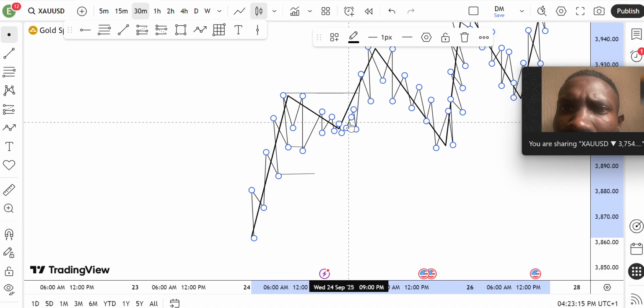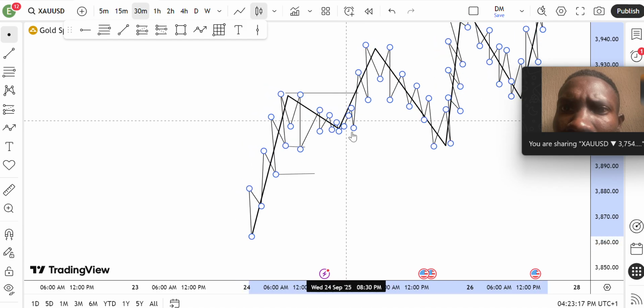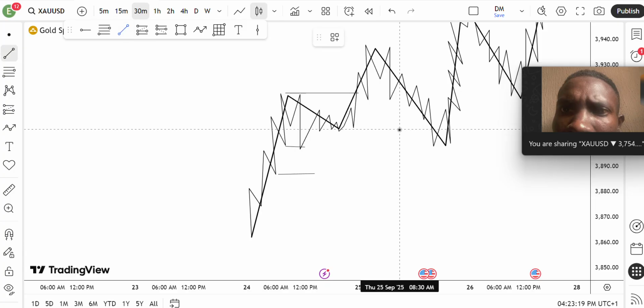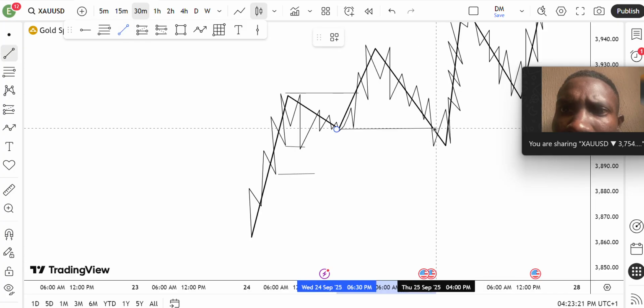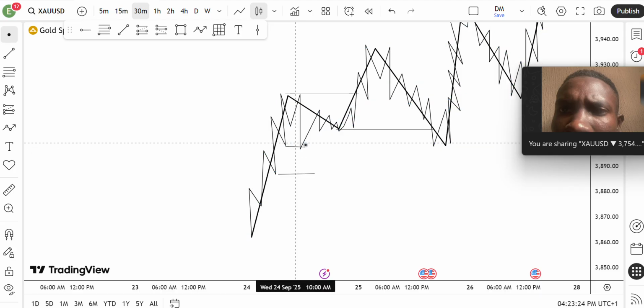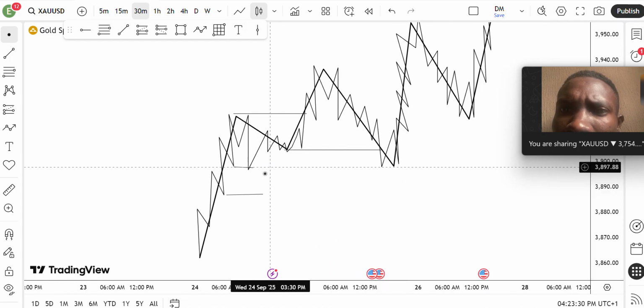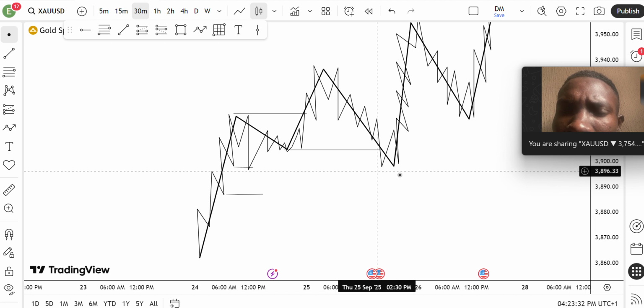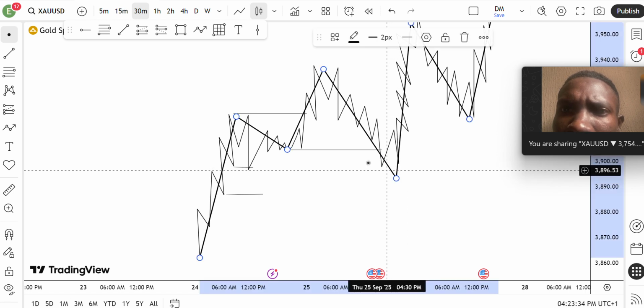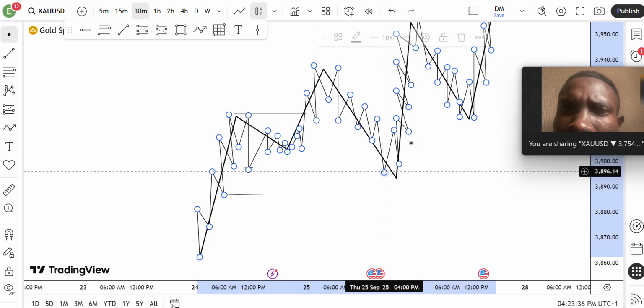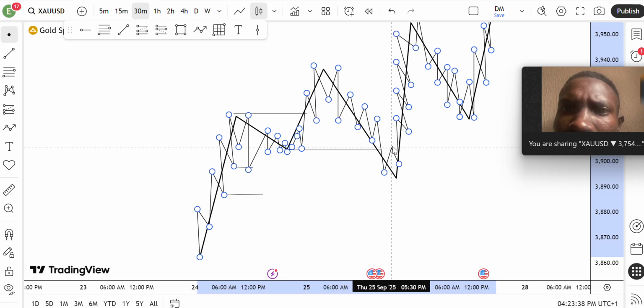Do you see it now? Price will have to come and sweep this low, and take some internal liquidity around here and then continue. Because why? There was an imbalance there. And so price still has to come and take internal liquidity.